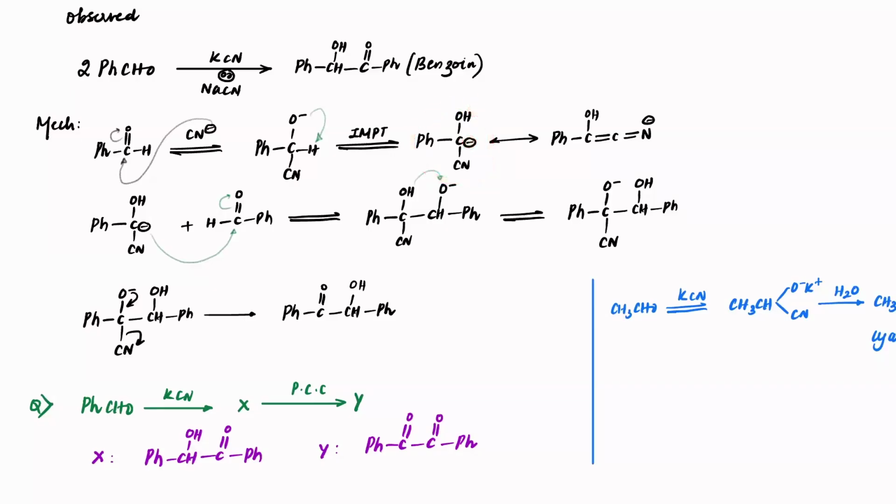By the way, why is it happening? That C minus could be stabilized with this cyanide form. Not just that, it can get stabilized with phenyl also. So there is an extended conjugation here that keeps this anion stable.